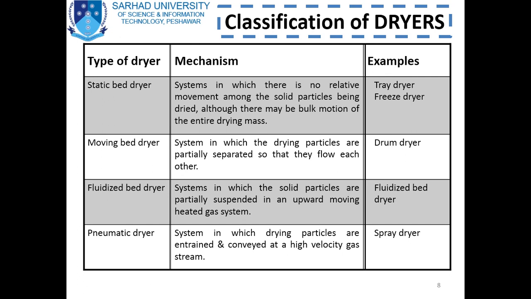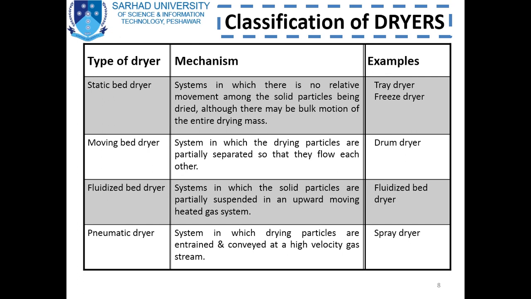If you are asked to enlist, then you should mention only the names. If you are asked to explain the mechanism with examples, then you should elaborate your answer by including the mechanism, that is, what is meant by the static bed dryer. The mechanism of the static bed dryer is a system in which there is no relative movement among the solid particles being dried. We have solid material which has some moisture content that is to be removed, and if there is no relative movement of the solid particles being dried, this system will be termed a static bed dryer.